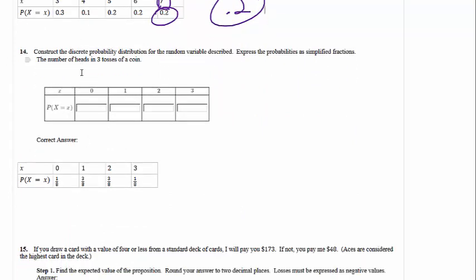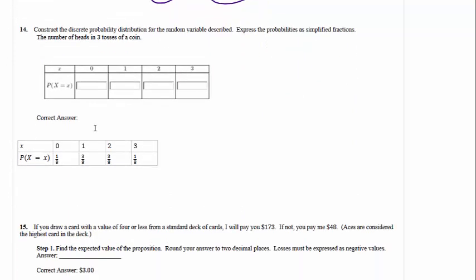Let's construct 14. Construct a discrete probability distribution from the random variable described. Express the probabilities as simplified fractions. The number of heads in 3 tosses of a coin. Okay, let's think this one through real quick.